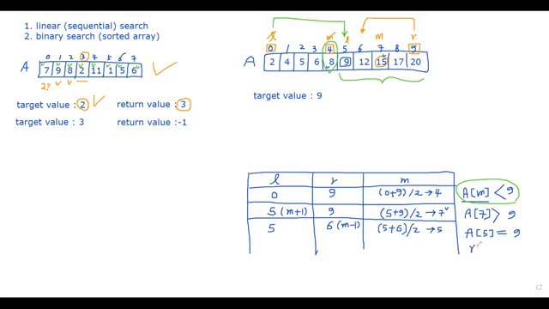And at this moment, return the current middle value, right? The current middle value is M. So 5 is the output of this algorithm. Is it okay? So as you see here, we need 3 comparisons.